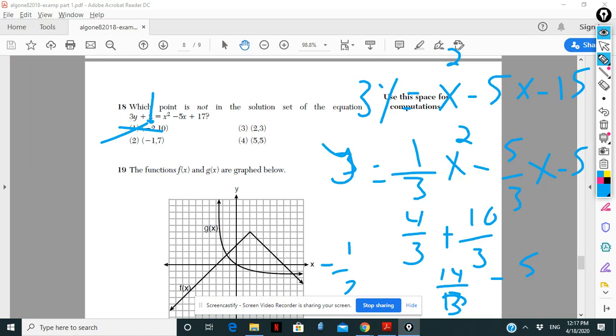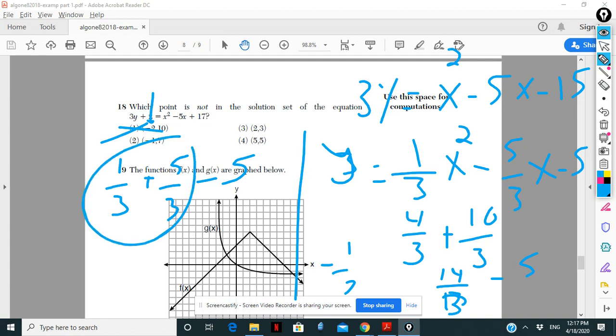If you plug in -1, I'm going to show you how that works. So -1 squared is 1, giving me 1/3. -1 times -5/3, so plus 5/3 minus 5. So that's 2 minus 5. Do I do something?